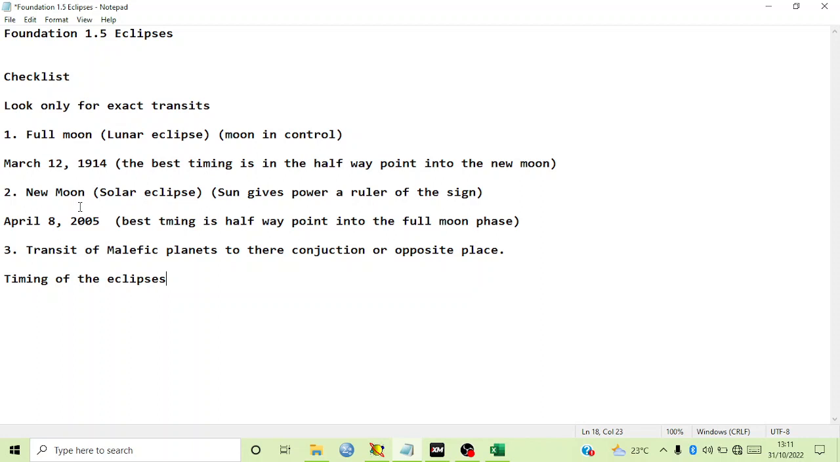So always remember, we're only looking for exact transits. We're not looking for anything that is less than exact transits. There are other times when it was almost exact, but it's not. So always look for exact transits. And this is exactly how you're supposed to be able to tell what's going to happen in the market when the eclipse happens.